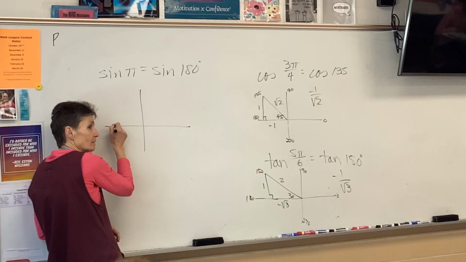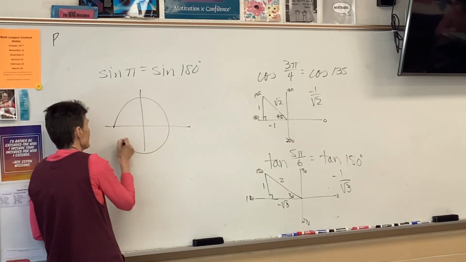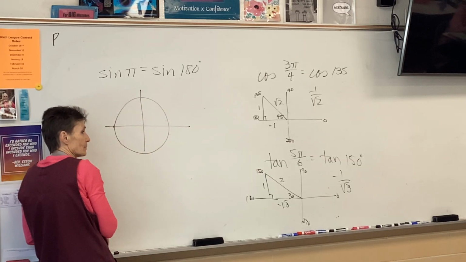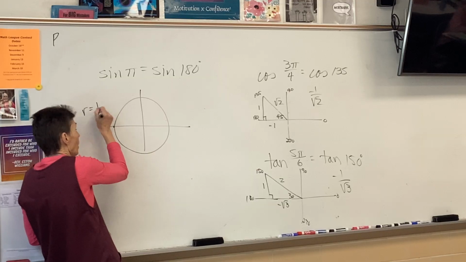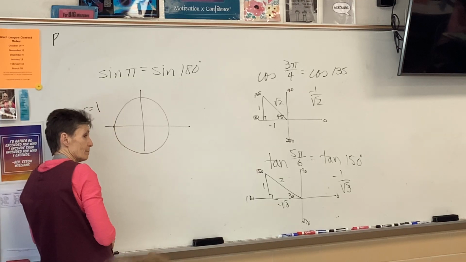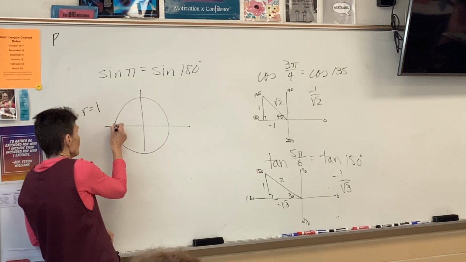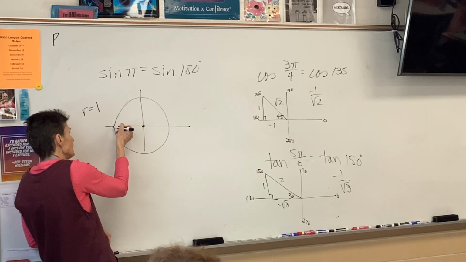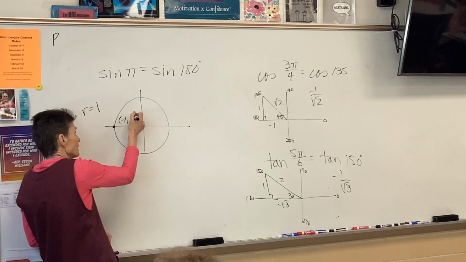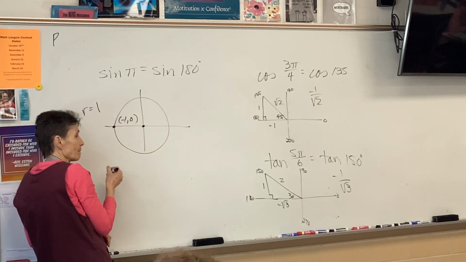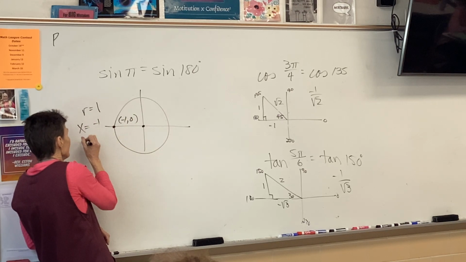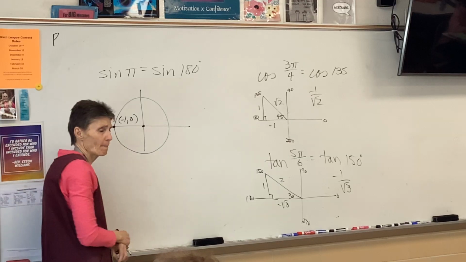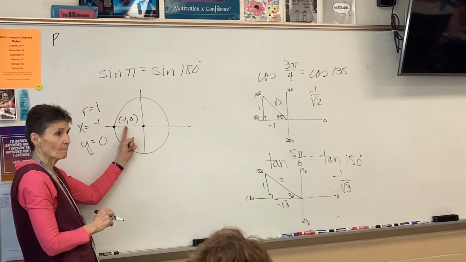180 is over here. So we draw a circle with a radius of 1. What are the coordinates of that point? Here's the origin. I'm coming straight over 1. Negative 1 comma 0. So x is negative 1 and y is 0 from the point x, y.